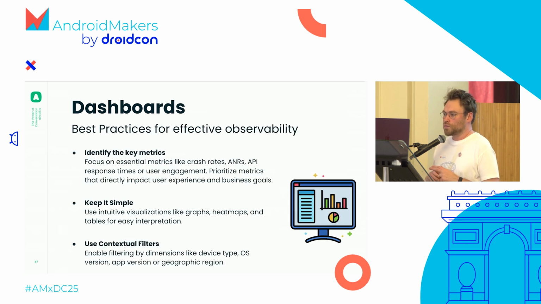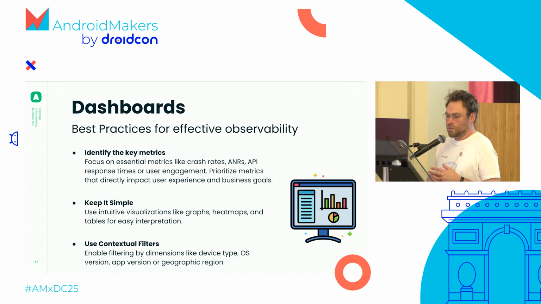So for the best practices for effective observability: identify the key metrics. Focus on what is essential in your app, like the crash rate, the ANR, the API response time, and so on. Prioritize the metrics that directly impact your user and the business. Keep it simple. Use intuitive visualization like graphs, heat maps, tables that are easy to read, so at first sight, you know what's wrong and what's going well.